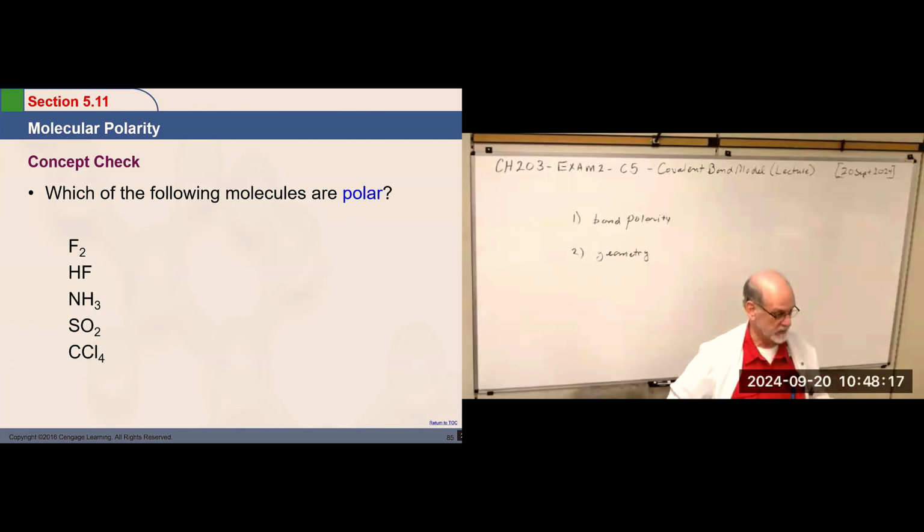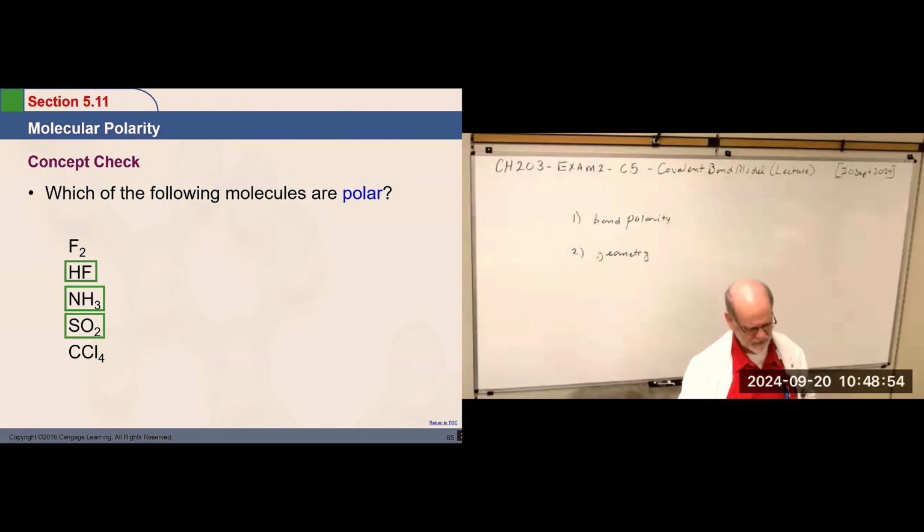Ammonia, we drew that one before. It's a tetrahedral structure in terms of its electronic structure, but cover up the lone pair and you've got a trigonal pyramid, right? With nitrogen more electronegative than hydrogens, so it's going to be polar toward the nitrogen side. So we've got 2 already, HF and NH3. How about SO2? We just did SO2. It's nonpolar. So the only 2 polar ones should be HF and ammonia.